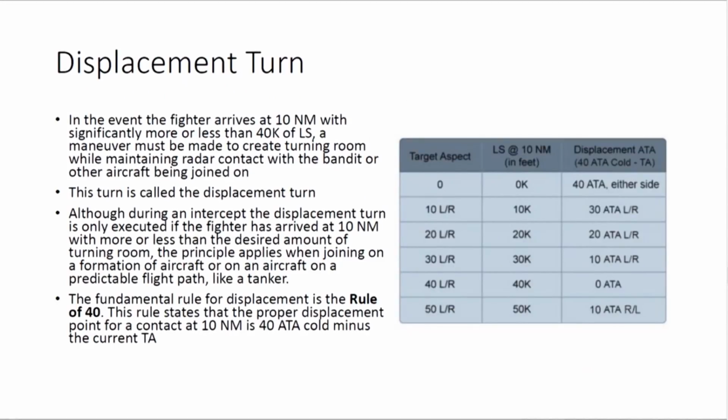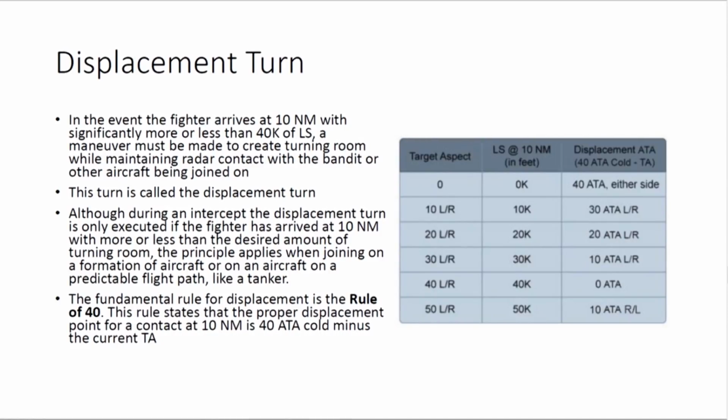So let's talk about what you can do if you find yourself at that 10 nautical mile point and you haven't successfully achieved that 40,000 feet of lateral separation. So you're going to have to do what we call a displacement turn. A displacement turn is an initial turn that's meant to rapidly give you some turning room without losing that radar contact with the bandit. That's a displacement turn. And the rule for that displacement turn is called the rule of 40.